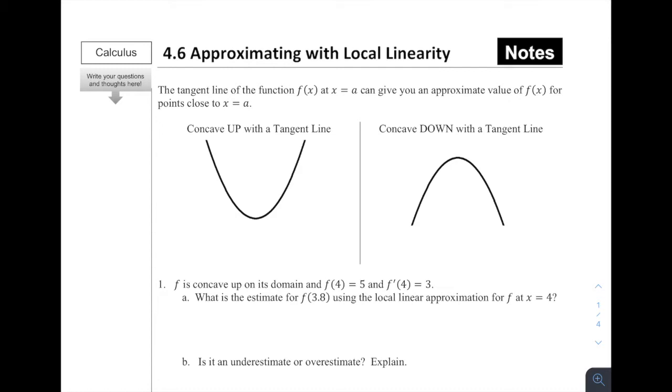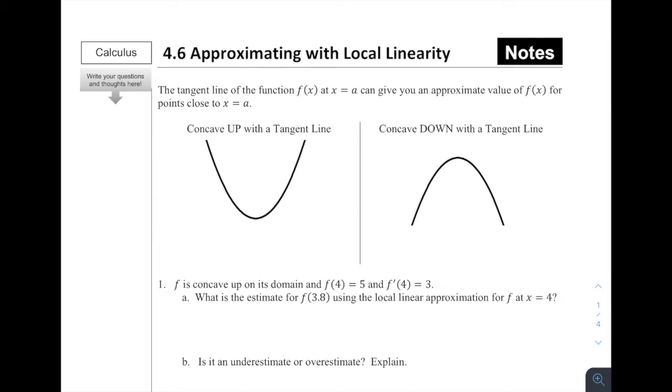tangent line of a function f of x at x equals a can give you an approximate value of f of x for points close to x equals a. So again, if you have a tangent line on a given function, you can use that tangent line to approximate other values of f of x that are close to where that tangent line is at x is equal to a.